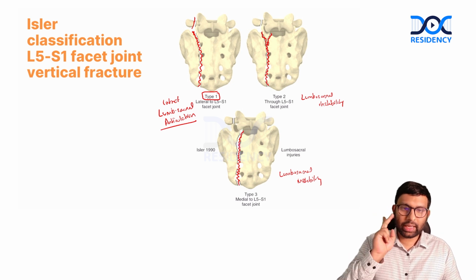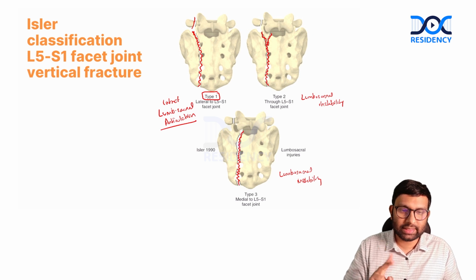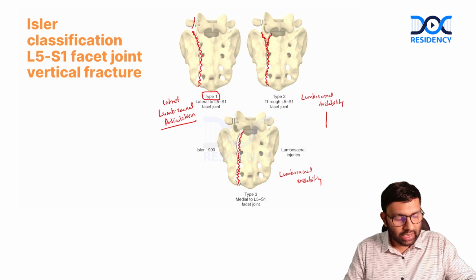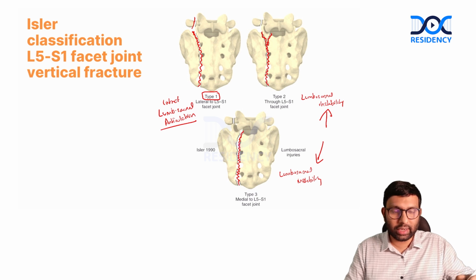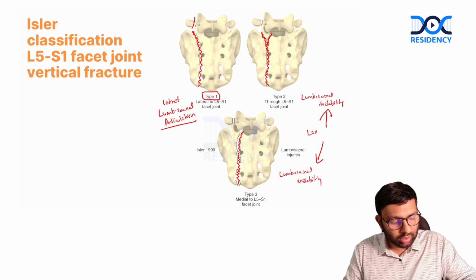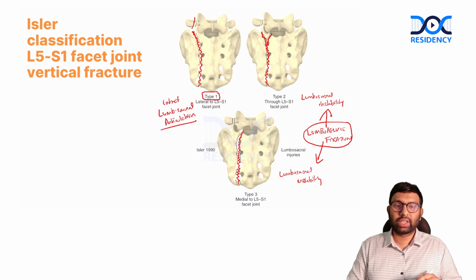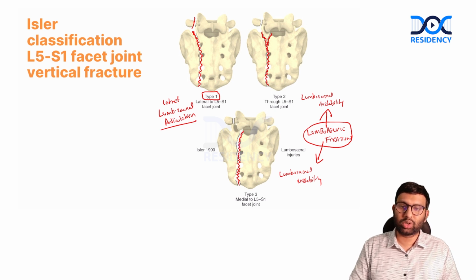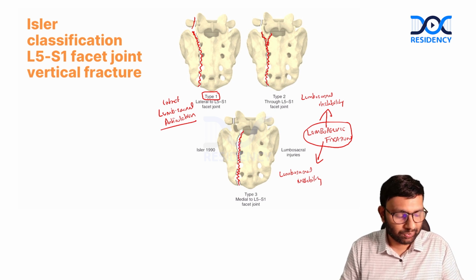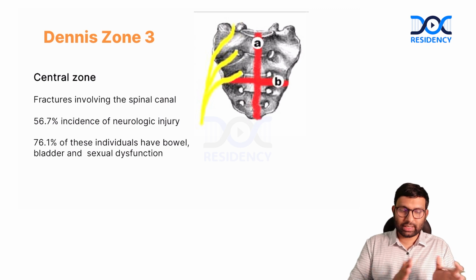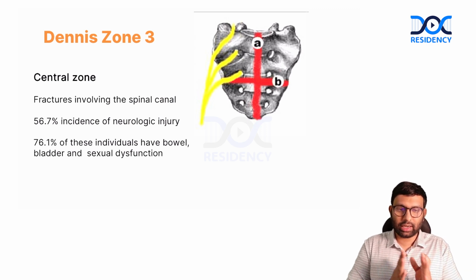Okay, so type 1 Eilers is stable, type 2 and type 3 are unstable, and in these cases of lumbosacral instability, you have to do a lumbopelvic fixation. So your treatment cannot be anything else other than lumbopelvic fixation, because there is lumbosacral instability. You have to do a fixation of that, and that is how your Eilers classification becomes important. Now let's resume back to Dennis. So we've discussed Dennis 1, Dennis 2, that was alar and foraminal.